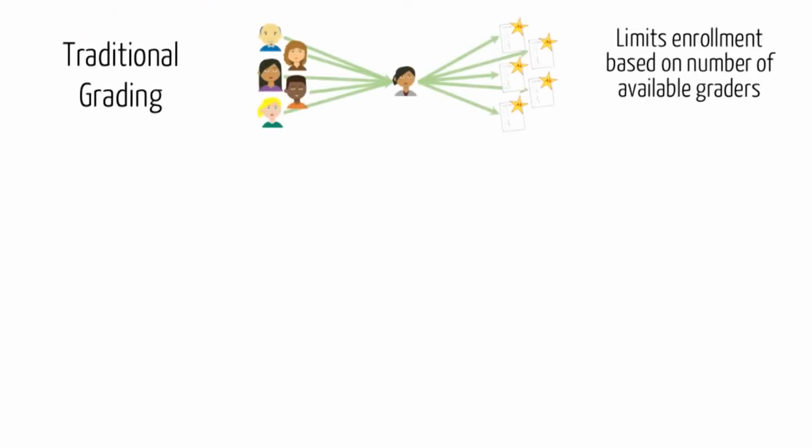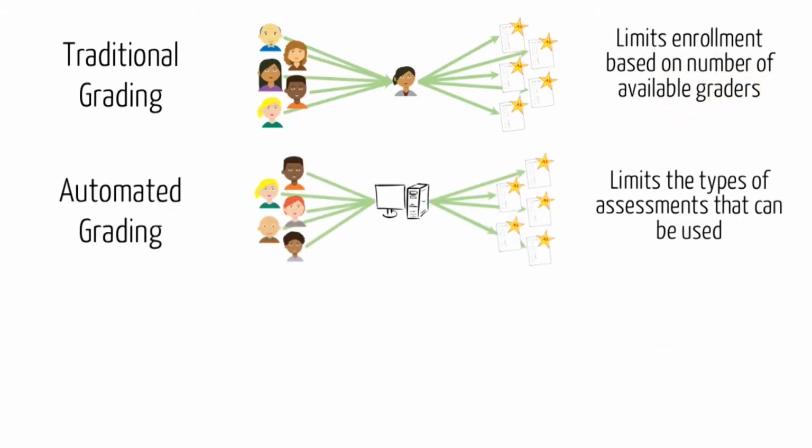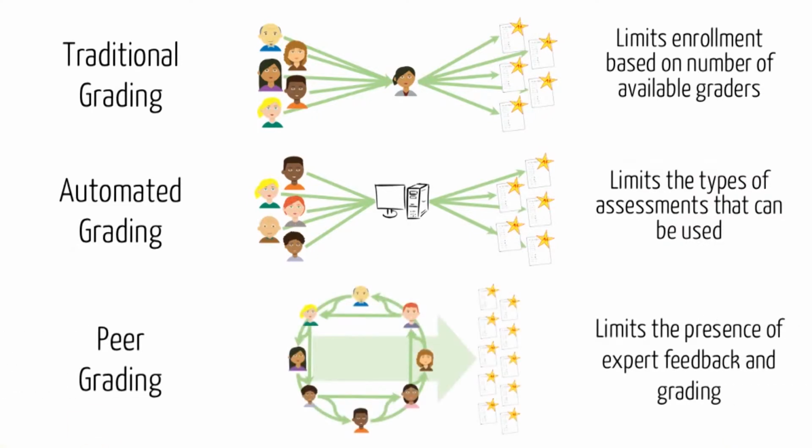So we've covered three options. We've covered traditional grading, which limits the enrollment based on the number of available graders. We've covered automated grading, which limits the types of assessments that can be used. And we've covered peer grading, that limits the presence of expert feedback and may introduce reliability issues. Automated grading and peer grading together may be good enough for MOOCs, but it appears that traditional grading is still necessary for traditional bachelor's and master's programs. But what if we want to do a traditional bachelor's or master's program at MOOC scale? How do we address all these issues at once?